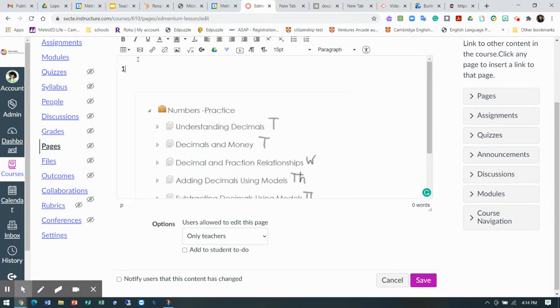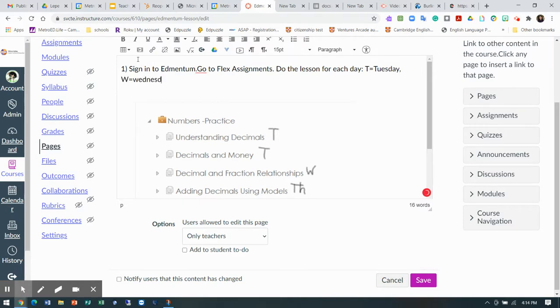So right here, the first thing I would do is say, sign in to Edmentum. Go to Flex Assignments. Do the lesson for each day. T equals Tuesday. See, I'm training them in my code as a teacher. W equals Wednesday, right? And even though you love the PDF, this is exactly the PDF. The PDF has more examples. We can use that. Sure, why not?